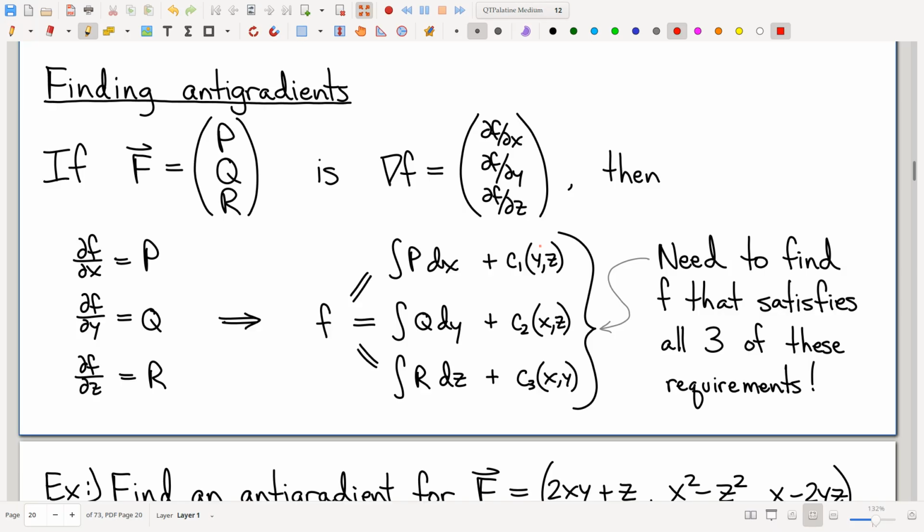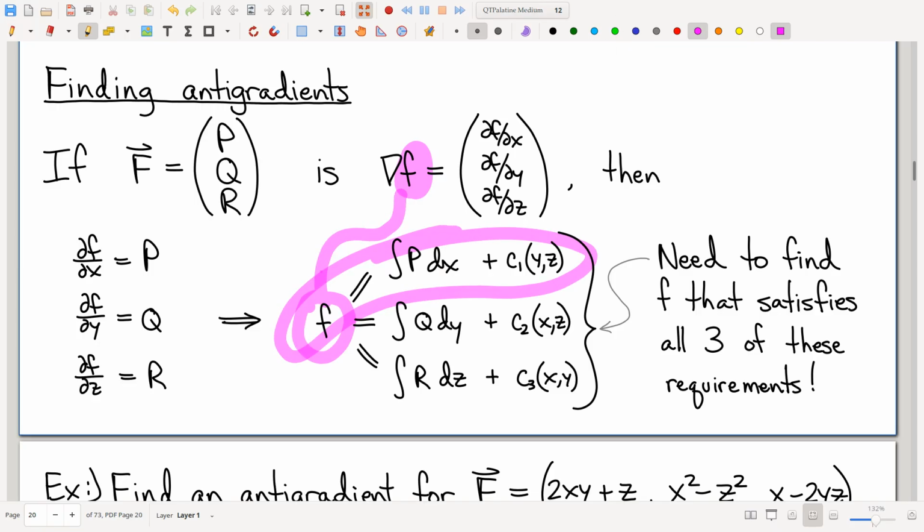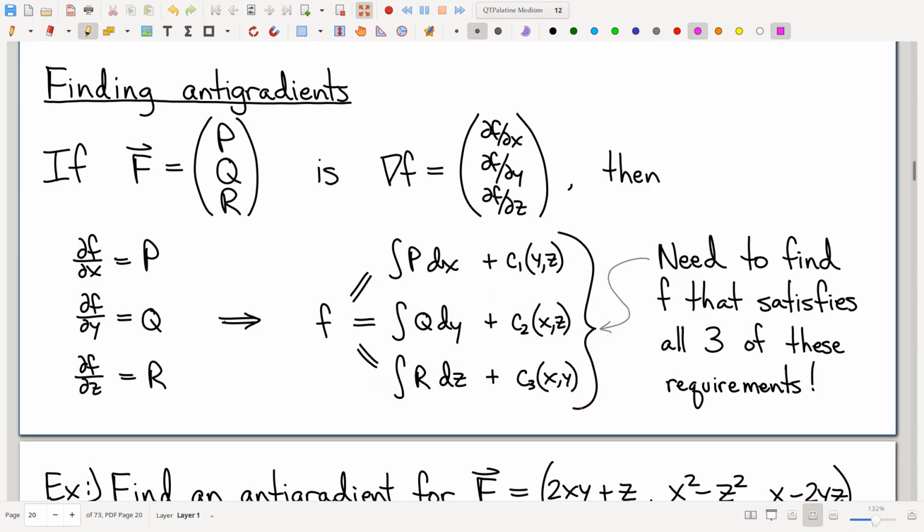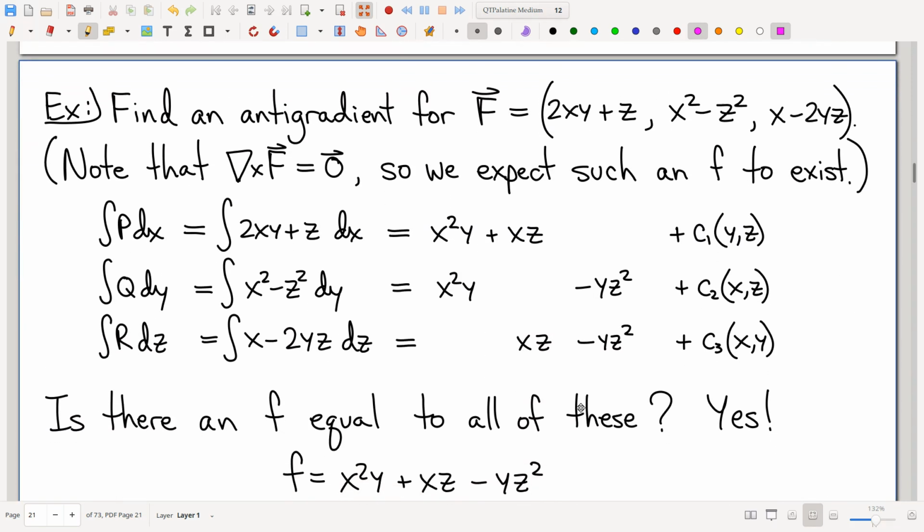And so here we are. Here's our requirement. If you would like to know a function that is the anti-gradient, well, it has to be this, but it also has to be that, but it also has to be that. We're looking for a function that is all 3 of these things all at the same time. A single function that satisfies all of these requirements. And so write it down. Get started. Play the game. See if you can do it. That's the method. It's not so crazy.